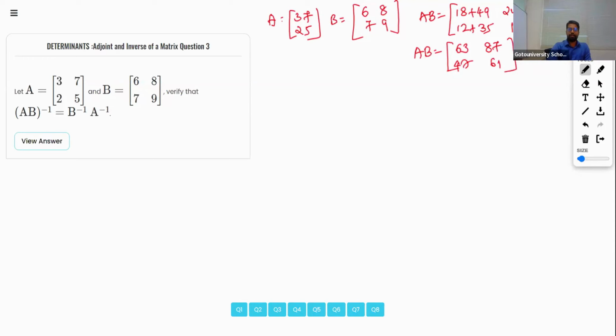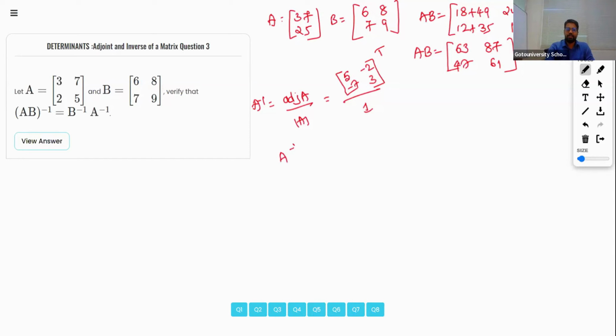Now our job is to find A inverse. For A inverse, I have to find the adjoint of A and the determinant of A. The determinant of A is simple: 5 3s are 15 minus 14, which is 1. It's a non-singular matrix. So what is the adjoint of A? That's a tedious task, right? First you have to find the cofactors and their transpose. What is the cofactor of 3? 5. The cofactor of 5 is 3. This is minus 7, minus 2.